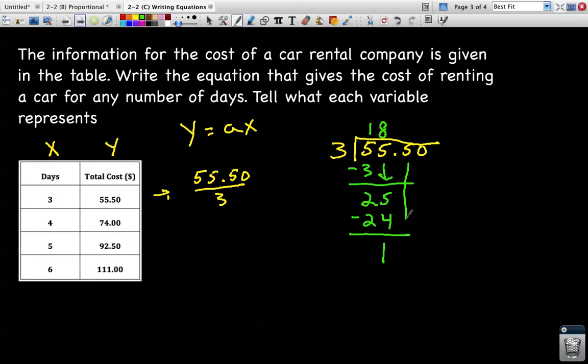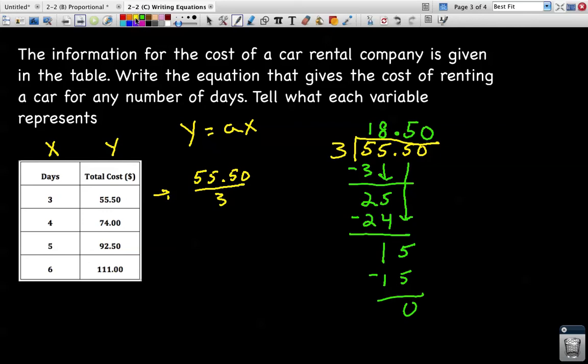Bring down my 5. One thing that I need to do, notice I have my decimal. Make sure we bring that straight up so we don't lose placement. 3 goes into 15 five times. Subtract 15. I'm left with 0. I have this last 0, and I can just bring that straight up because I am all done. And I find out that the constant of proportionality should be $18.50.